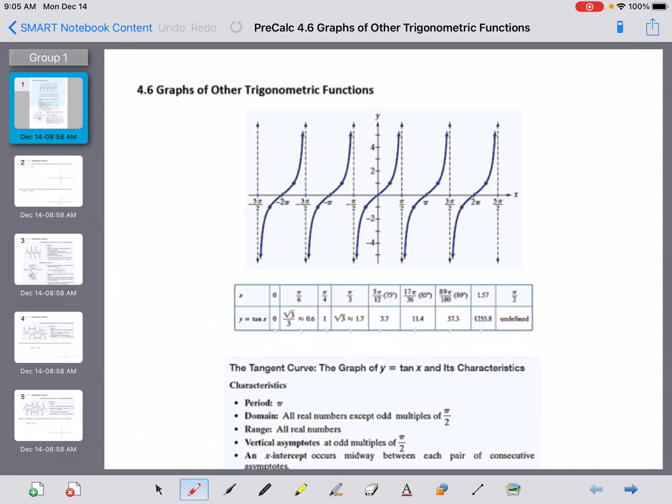All right, PreCalc 4.6, graphs of other trigonometric functions. We graphed the sine and cosine curves earlier, so today we get to go to the rest of them: tangent, cotangent, cosecant, secant, okay? We're going to see similarities, but there's a lot of differences in these graphs, and especially how these graphs look.